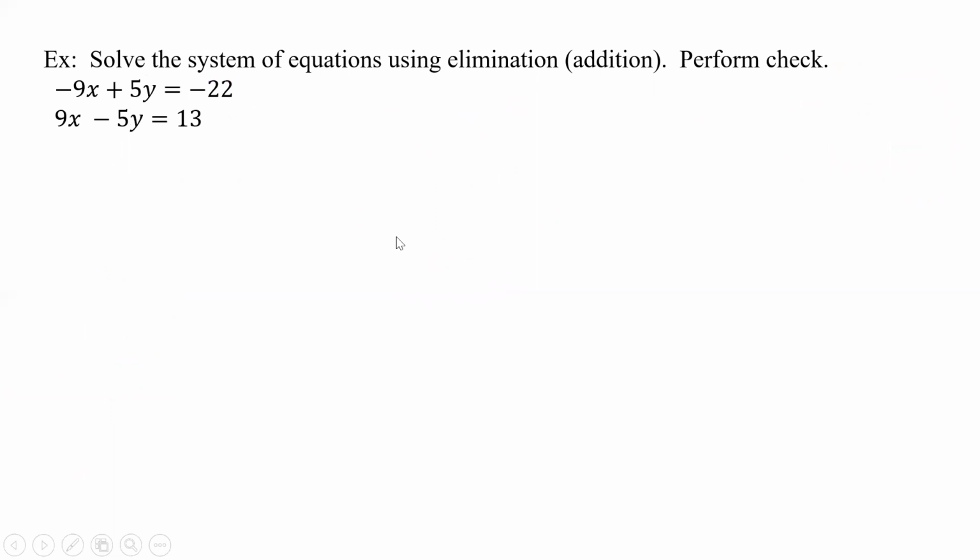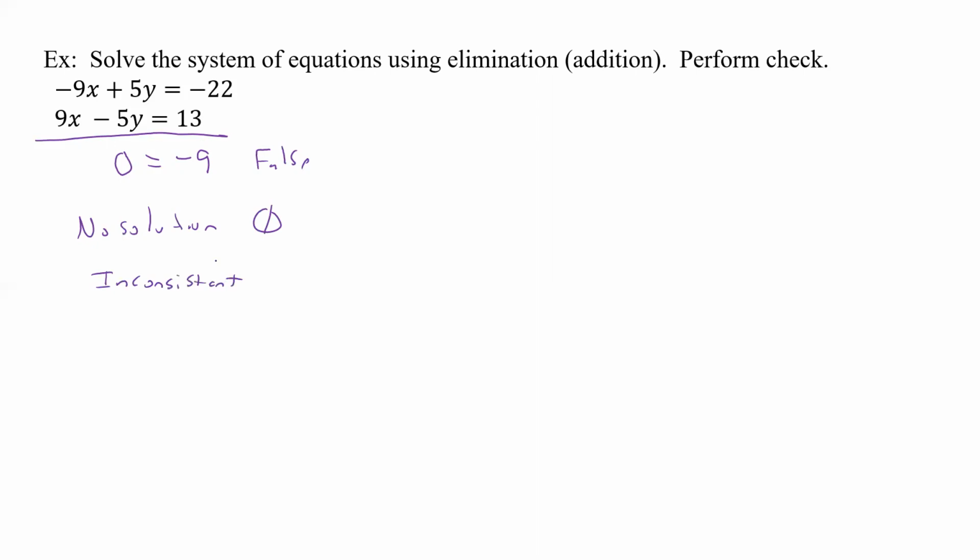All right, so how about this one? Well, guess what? It looks like it's already set up, because if we look here, -9 plus 9, well, that's going to be 0. So we have 0x. Well, 5 minus 5, well, that's 0 also. So we have 0 equals. And now, well, this doesn't look like it's going to equal 0 on that side, because that's going to be a negative 9. That's false. So this is no solution, empty set, and that means it's inconsistent.